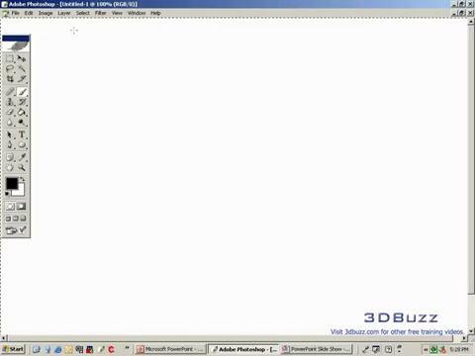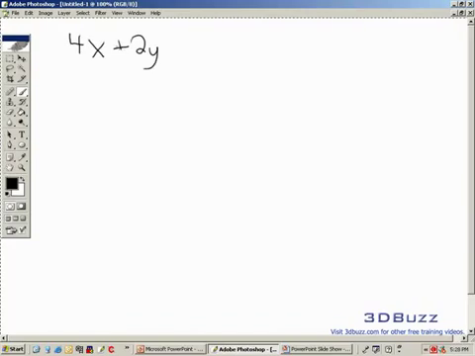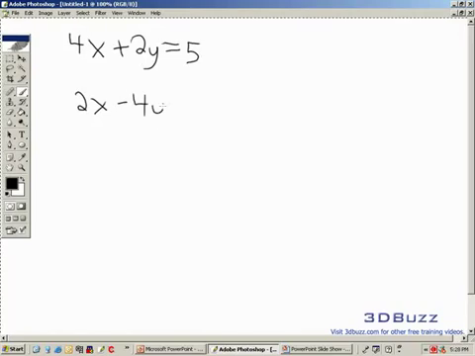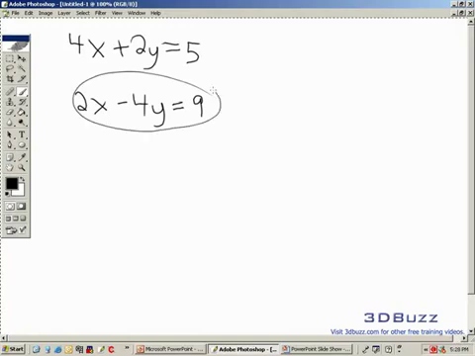So again, our equations are the same. 4x plus 2y equals 5, and 2x minus 4y equals 9. You can solve by isolating either x or y. I'll isolate x in this equation down here. So we'll get 2x equals 9 plus 4y, because we added 4y to both sides.